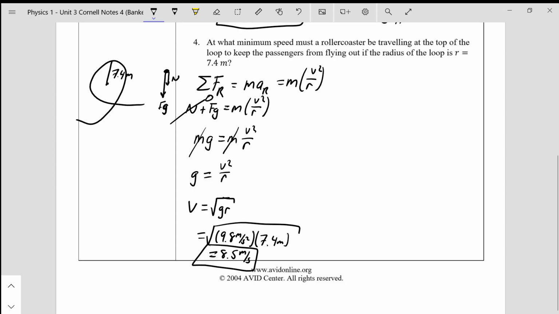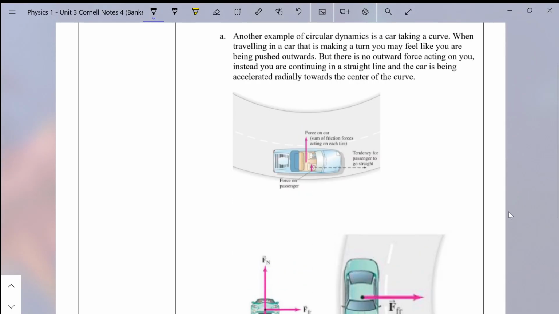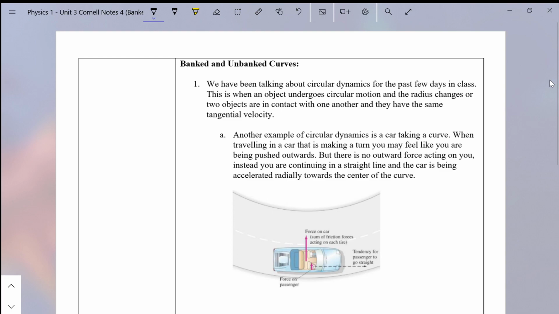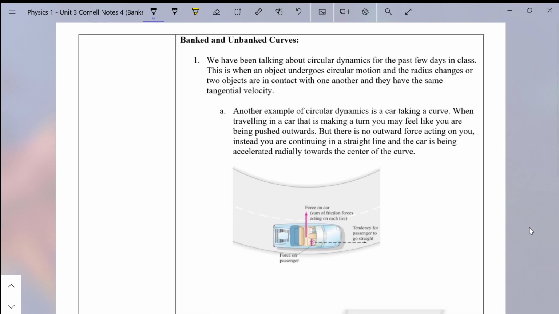That pretty much concludes our uniform circular motion part, with one small caveat, I suppose, and that is banked and unbanked curves. These are not truly uniform circular motion, but it's a good approximation, and so we'll consider this to be a uniform circular motion problem.